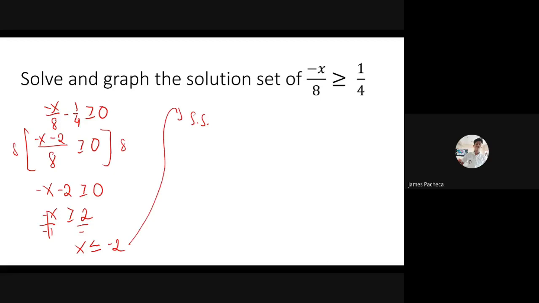Bracket siya kasi gumagamit tayo ng bracket kapag ganito, class. Greater than or equal, less than or equal, but not all the time, ha? Kasi i-check din natin yung kaniyang domain. Ito yung bracket. Gumagamit tayo ng parenthesis kapag ang given ay less than or greater than. Parenthesis naman ang ginagamit natin. But again, we have to check the domain.